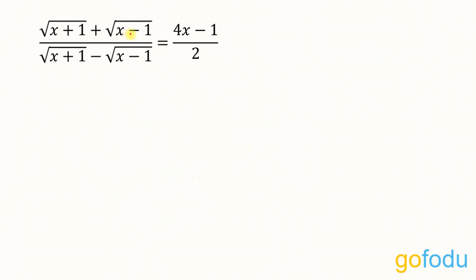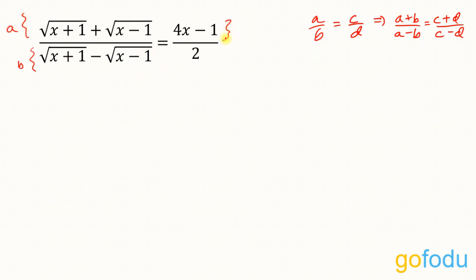You see m plus n upon m minus n format anywhere, immediately think on the lines of componendo and dividendo. Okay, what is componendo and dividendo? When A upon B is equal to C upon D, we have A plus B upon A minus B is equal to C plus D upon C minus D. So here, this whole numerator is A, this whole denominator is B, this whole numerator is C, this whole denominator is D. So A upon B is equal to C upon D.